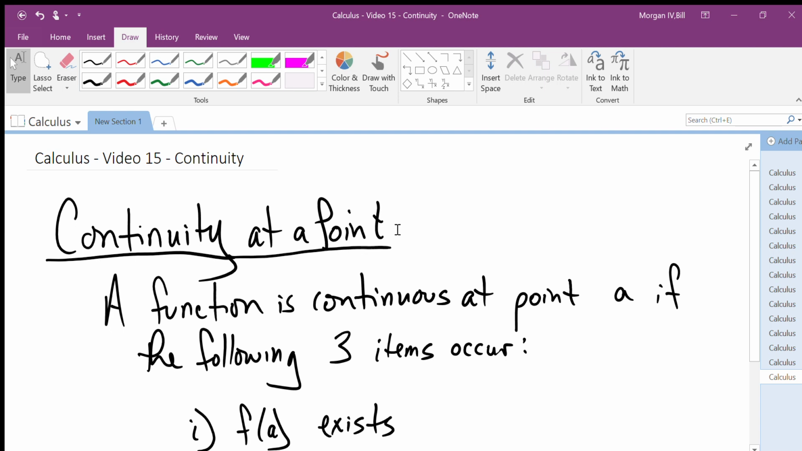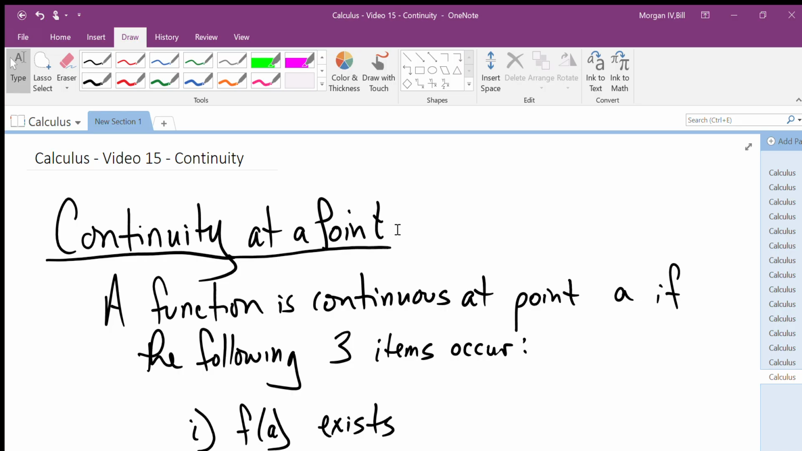Calculus video 15 on continuity. Specifically, we're going to look at and define continuity at a point. When a function is continuous at a point, and eventually we'll say that a function is continuous on an interval when it is continuous on all the points within the interval. That would be the definition of continuity on an interval, but it all goes back to being continuous at a point. So let's define this.